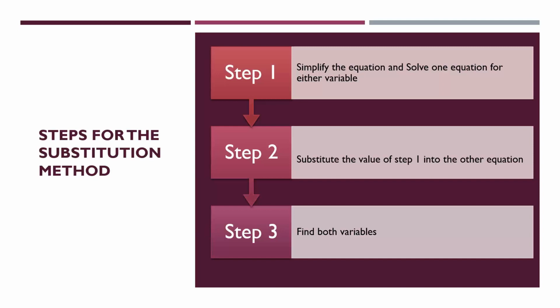In the substitution method you have three steps. In step 1 you have to simplify the equation and solve it for one variable. Here I have taken a two variable equation; there can be three variables also. First you have to write the equation of one variable in terms of another variable. Step 2 is to substitute the value from step 1 into the other equation, and then you find both variables in the last step.